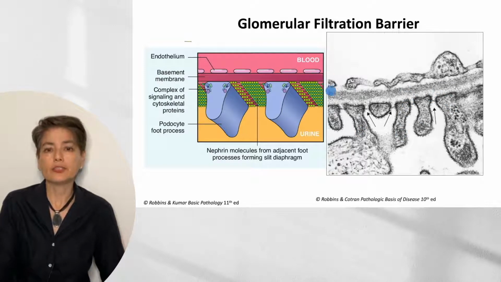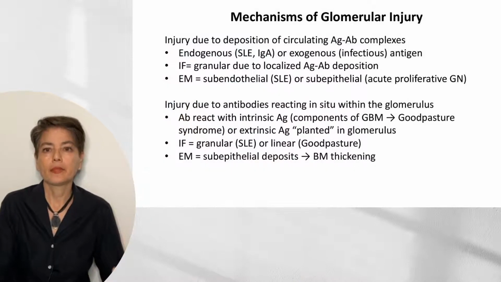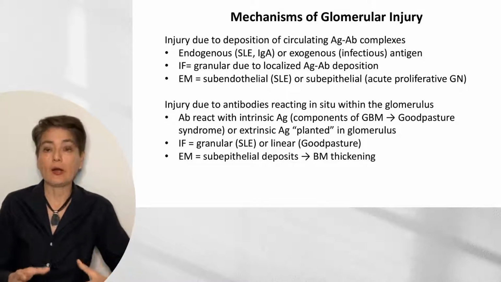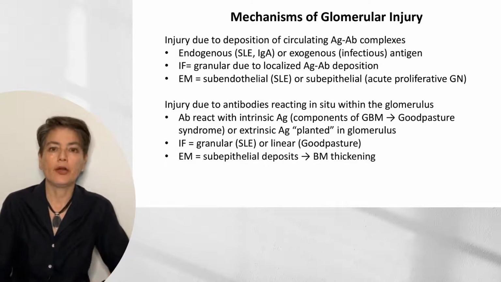So looking at this, you can see that damage to any of these components is going to break down your glomerular filtration barrier. If you were to just knock this out completely, you'd have free exchange of blood into the urinary space, and that would cause hematuria. So let's talk for a moment about the mechanisms of glomerular injury. How are we going to injure that particular area?